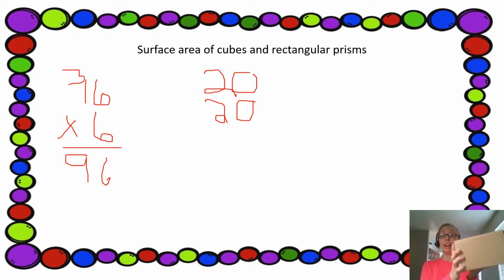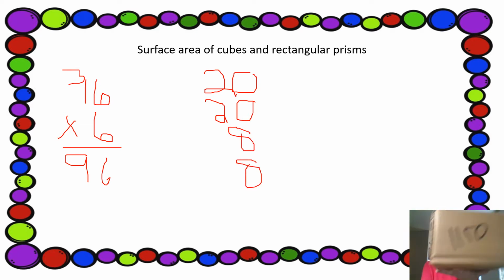Then I need to find the area of the left and right sides. So for this side of the box, let's say this is 4 and this is 2. So 4 times 2 would give me an area of 8 for this side. And that would be the very same for this side, the opposite as well. So 8 and 8 for my two sides.